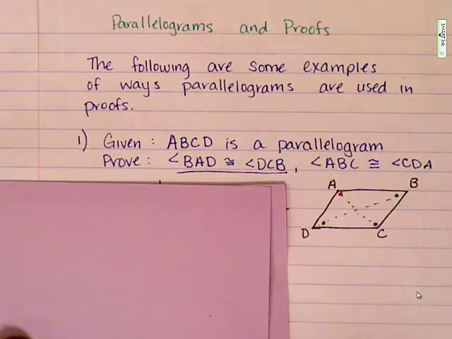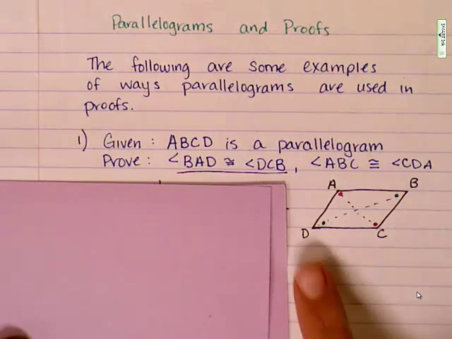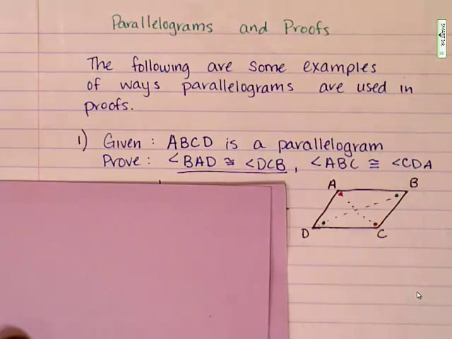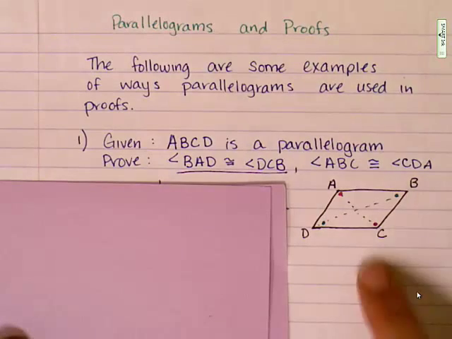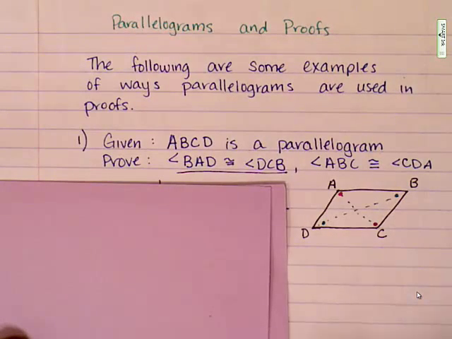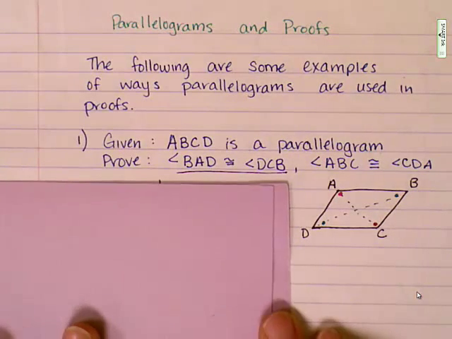And then you got to check to see what it's asking you to prove. It's asking for you to show that BAD, which is the pink angle up here, is congruent to DCB, which is the pink angle down there. So opposite angles are congruent. ABC is this green little dot right there, and CDA is this green little dot right there. So it's wanting you to show that both sets of opposite angles are congruent.